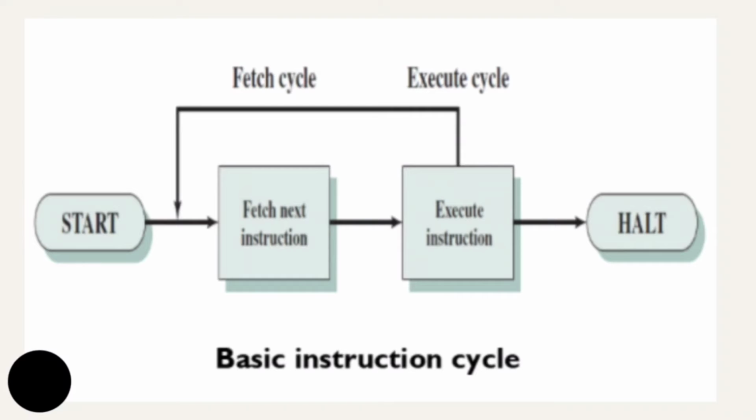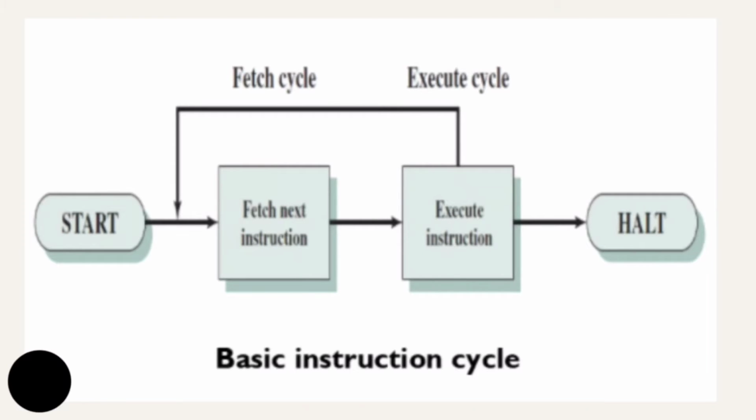Basic instruction cycle. The basic function performed by a computer is execution of a program, which consists of a set of instructions stored in memory. The processor does the actual work by executing instructions specified in the program. Instruction processing consists of two steps, fetch cycle and execute cycle. The processor reads instructions from memory one at a time and executes each instruction.